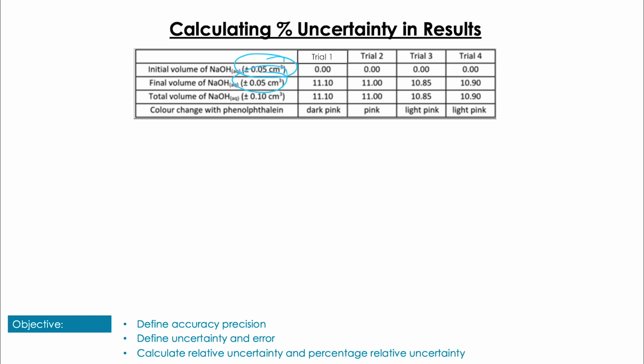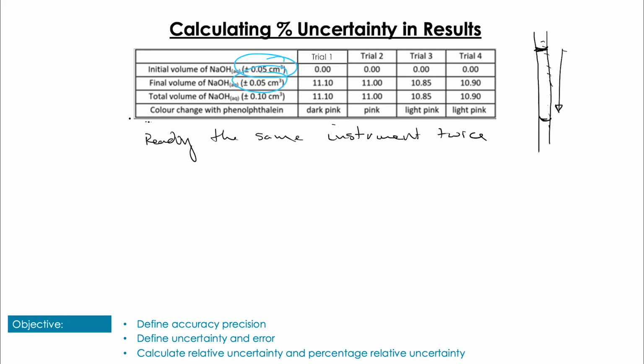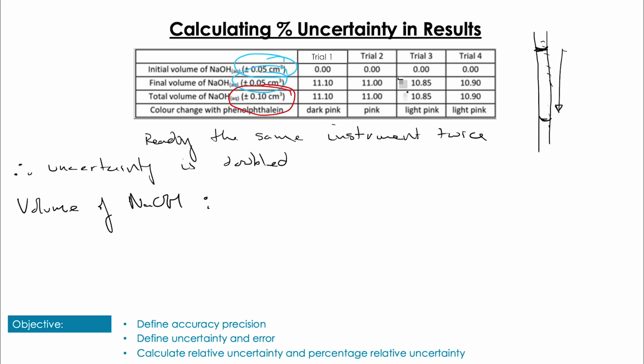Well, here's a table of results for some titrations, and we can see that 0.05 centimeters cubed was our uncertainty on the burette. Now, because we've had to take two measurements, the uncertainty has to be doubled because we were uncertain by the same degree at both of those measurements. So what does this mean for the percentage uncertainty of the volume?